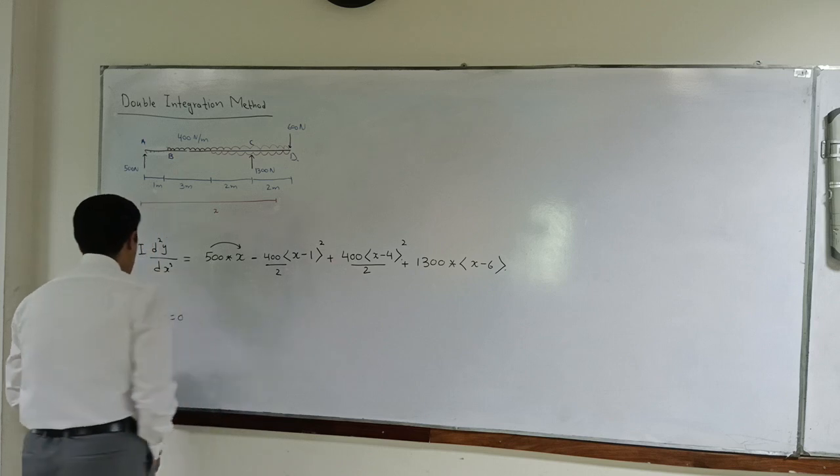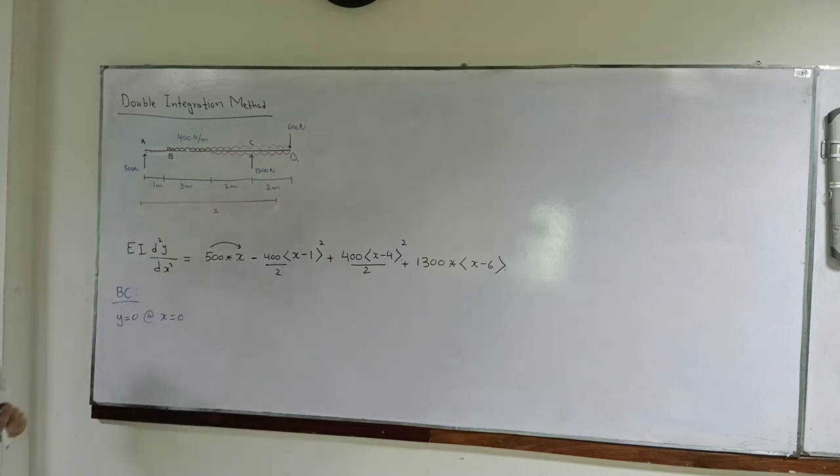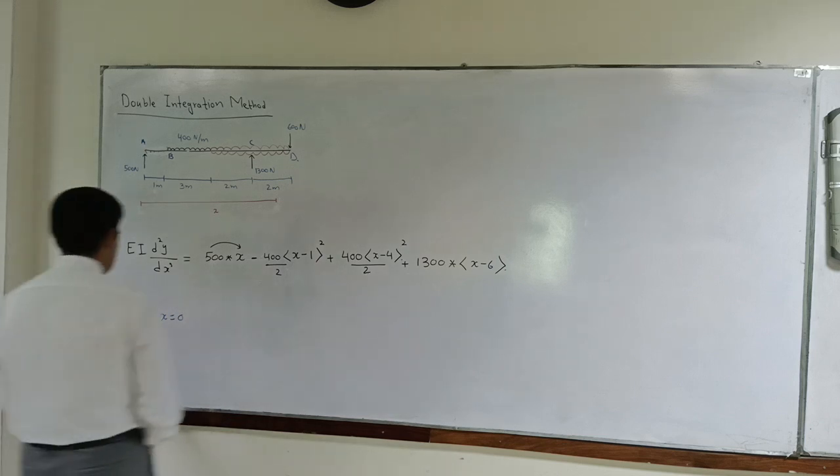y is equal to 0 and x is equal to 0. Yes, that is the first boundary condition. And when x is equal to 6, y is still 0.